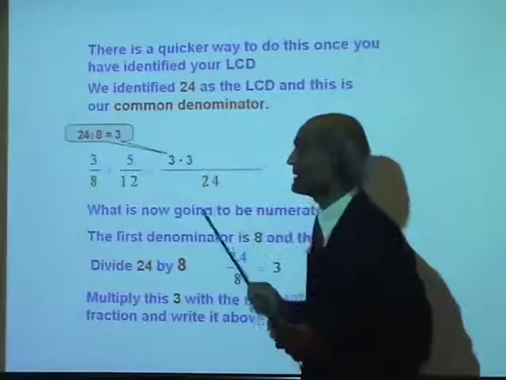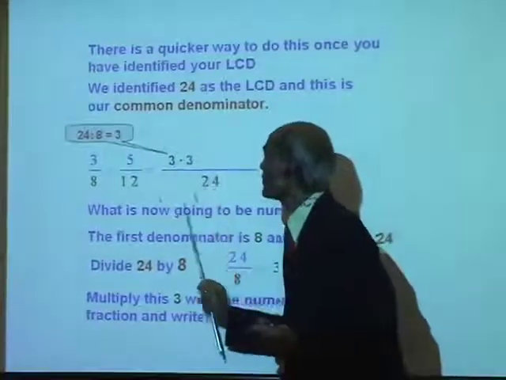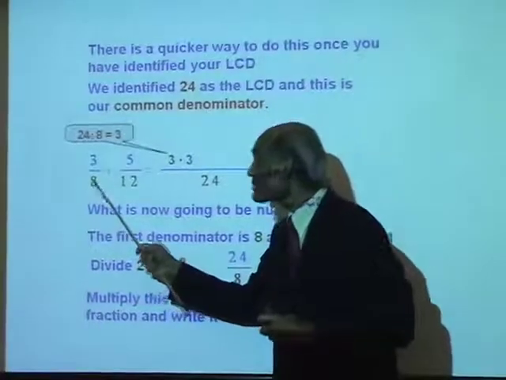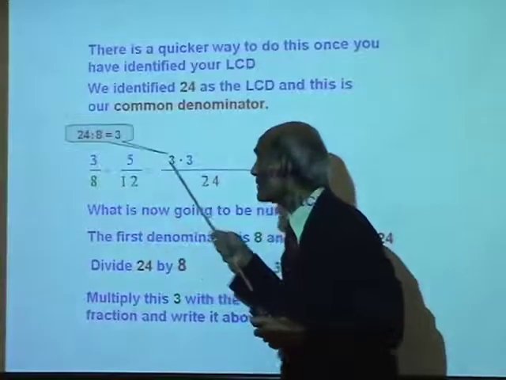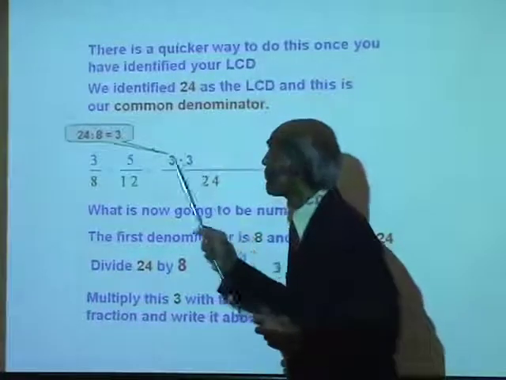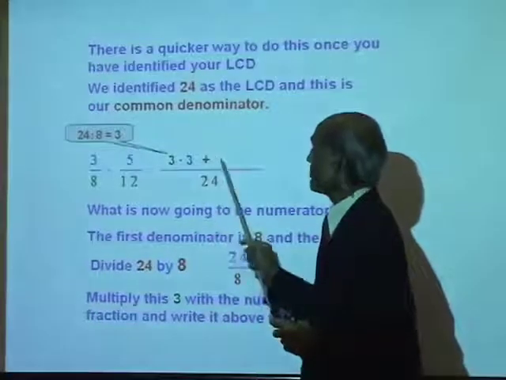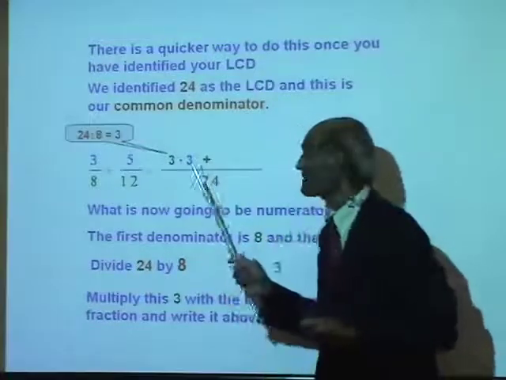3 times 3. One more time. Watch this. 24 divided by 8 is 3. And multiply that 3 with this 3. And right there, 3 times 3. Follow that up with the plus sign. Alright, we repeat the same process for the second fraction.